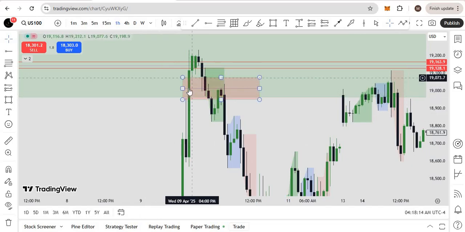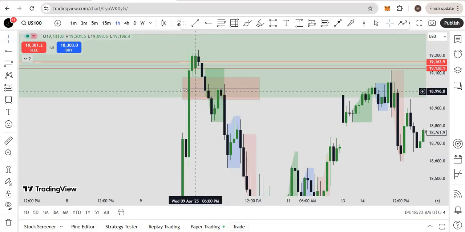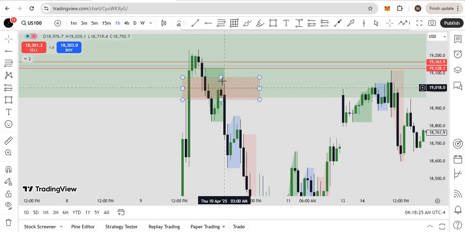This fair value gap has become inverse. Why has it become inverse? Because the price closed down and then went again to the consequent encroachment, the midpoint of this fair value gap, and gave us the reaction.